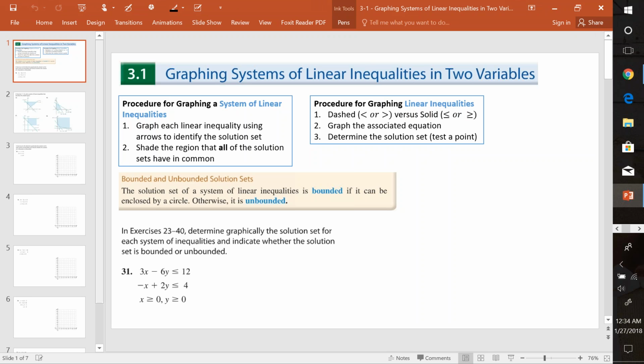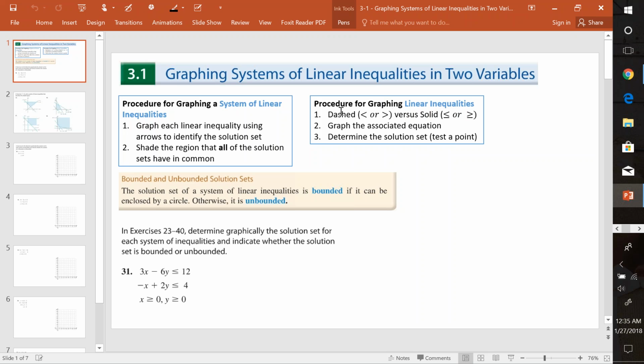So this is the procedure for graphing a system of linear inequalities: we're going to graph each linear inequality using arrows to identify the solution sets, then shade the region that all of the solution sets have in common. When you graph a linear inequality, especially if you haven't done one in a while, you graph it as a line, y equals mx plus b, and then you have to determine whether the line is solid or dashed, because that depends on whether it has an equal to or not. Then you determine which side is shaded. If it's greater than, I shade above where the graph crosses the y-axis, and if it's below or less than, we shade below.